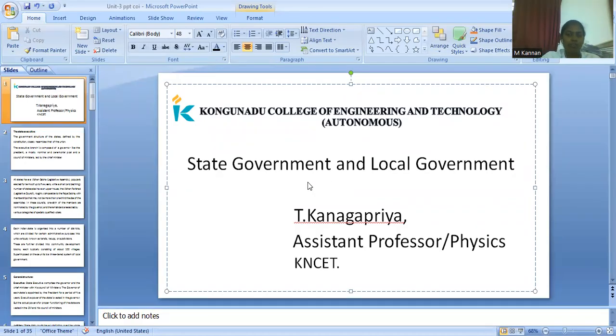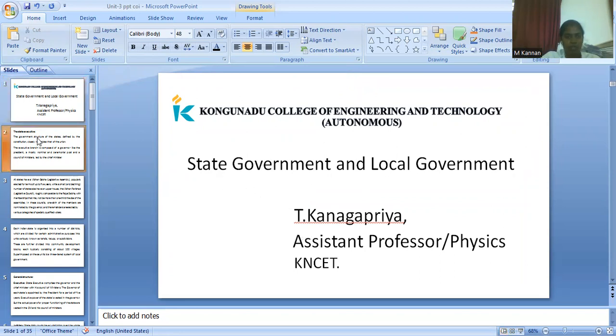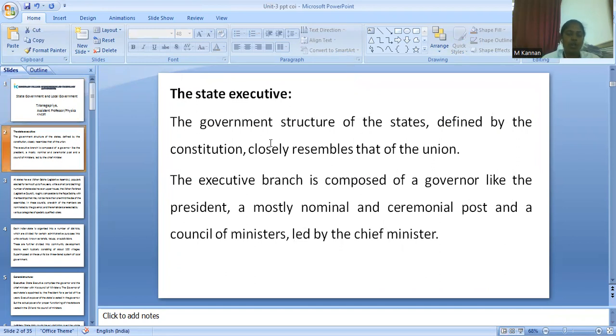In this, we are going to see about the structure of state government and local government. So, regarding the structure of state government, the structure of the state government defined by the constitution closely resembles that of the union.